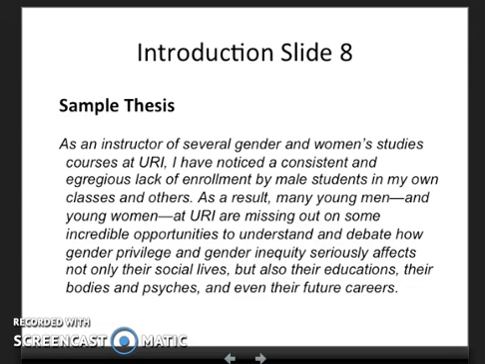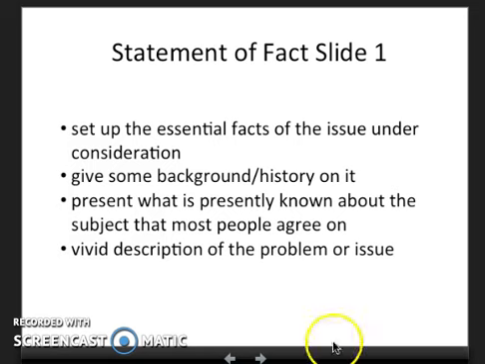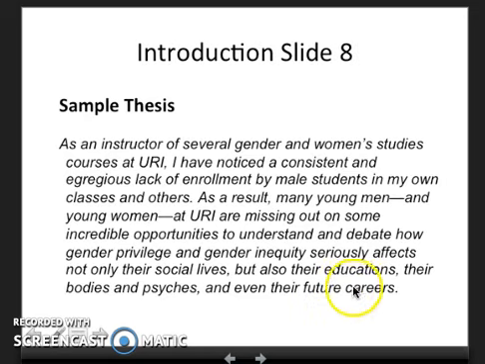As an instructor of several gender and women's studies courses at URI, I've noticed a consistent and egregious lack of enrollment by male students in my own classes and others. As a result, many young men and young women at URI are missing out on some incredible opportunities to understand and debate how gender privilege and gender inequity seriously affects not only their social lives, but also their educations, their bodies and psyches, and even their future careers. Now, this is two sentences long, but it answers all of these questions.